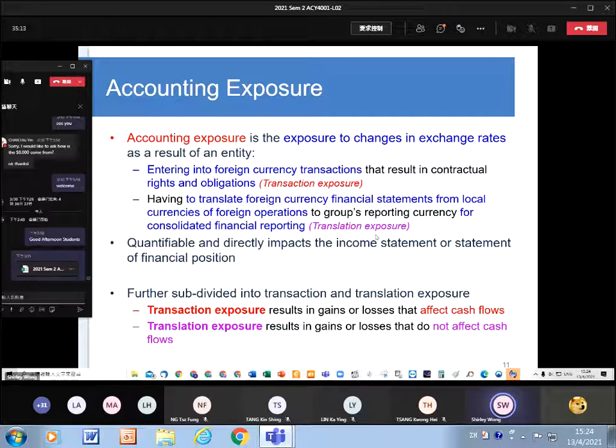If you do not have a group company, you are just an individual company, you do not have the problem of translation exposure because you do not need to submit your financial statement to a holding company for them to do the consolidation. So understand the difference between transaction exposure and translation exposure. And remember, translation exposure arises because you need to be consistent with the holding company to report in the consolidated financial statement. Therefore, you translate it, and this does not affect the cash flow. This does not relate to cash in or cash out.